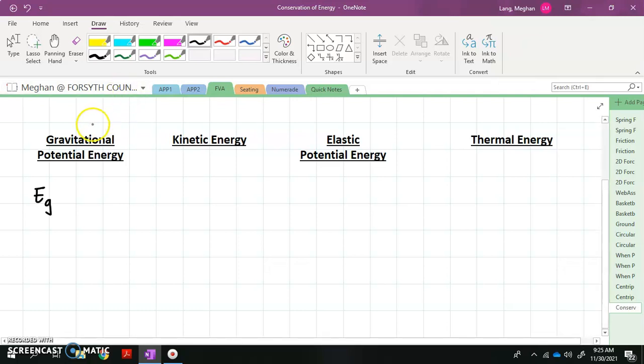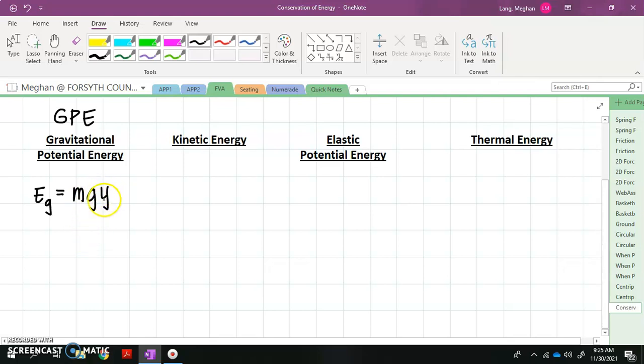Okay, so I call gravitational potential energy EG, where a more traditional label for it, I'll write it up here, would be GPE. You'll see that a lot for gravitational potential energy. But again, in AP Physics 1, we just want to do it as a capital E sub something. So it's capital E sub G for gravitational. And if I wanted to calculate that, I could do mgy.